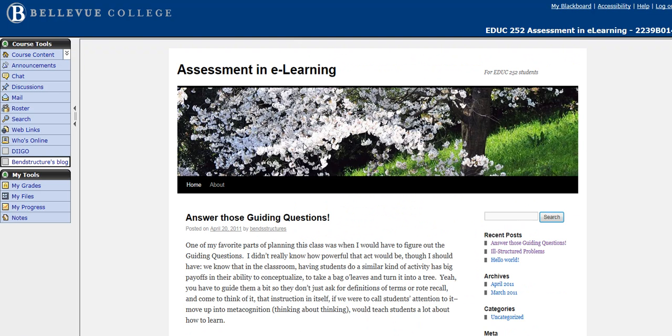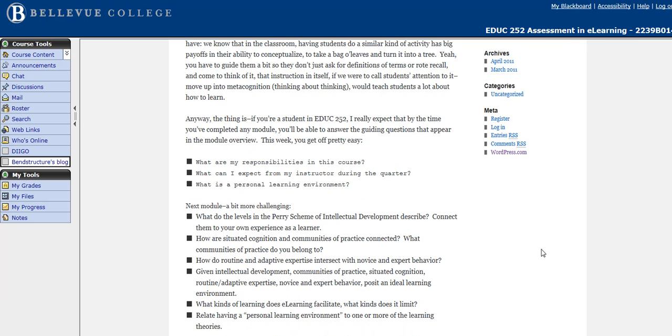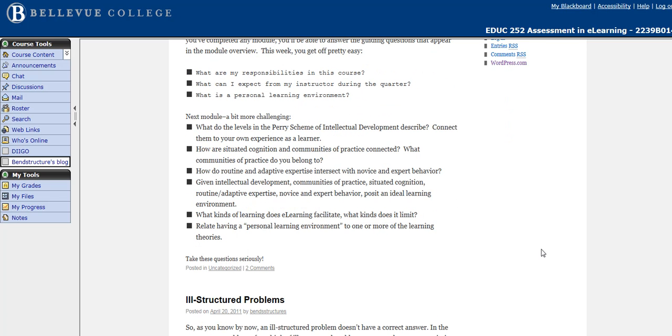One of the things that she has put in her blog, Assessment and eLearning, are some of the big ideas, the big questions that we need to be thinking about. Like, what are my responsibilities in this course? What can I expect from my instructor? And what is a personal learning environment? And how does each module fit into the concept of assessment and eLearning?